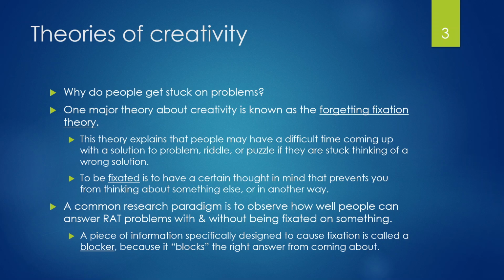A lot of RAT problems get answered almost instantly. You see those 3 words and you instantly think of the right answer. Sometimes you think of a wrong answer, and in order to come up with a word that fits that RAT problem, you need to be able to let go of the wrong answer to look for the right one.